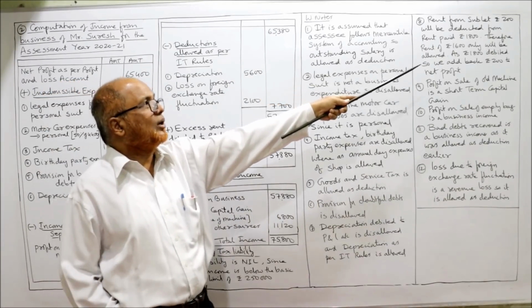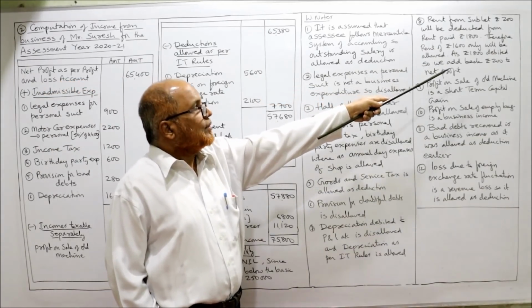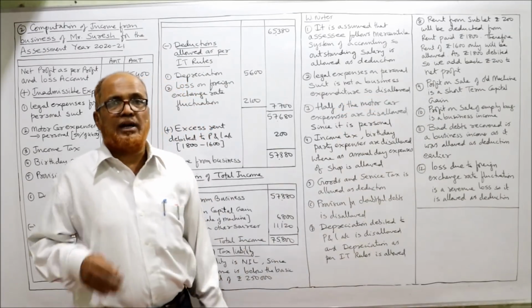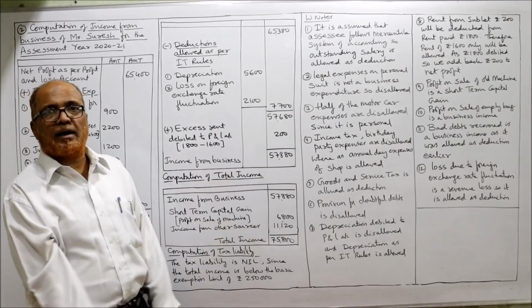Next one, rent from sublet 200 will be deducted from rent paid 1,800. Therefore 1,600 only will be allowed. Also, as rupees 1,800 debited, so we add back 200 rupees to net profit. Here 200 rupees we have added back.